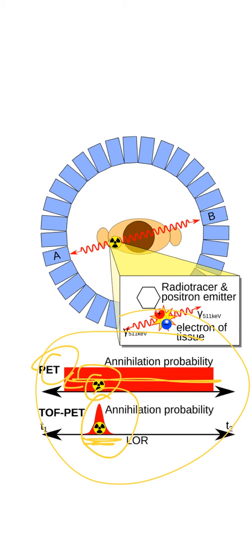So it's saying more than likely right down the middle is where it happened, less likely on the outer. I think we've probably all taken a probability class where we can understand a bell-shaped curve. So just know time of flight shortens your LOR, and it better estimates where the annihilation probably occurred along the line of response, or LOR, between the two detectors.